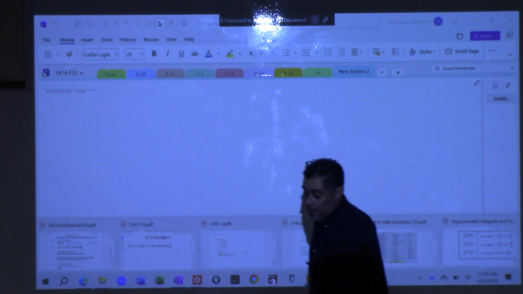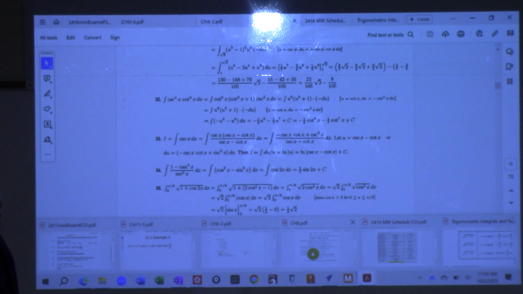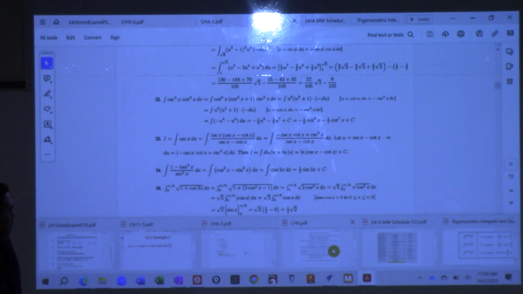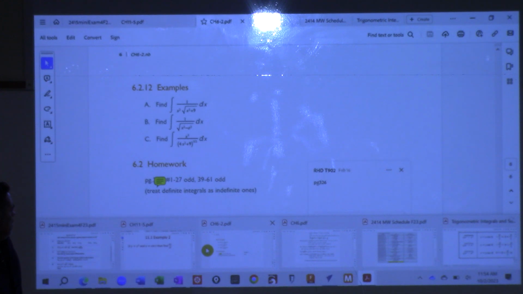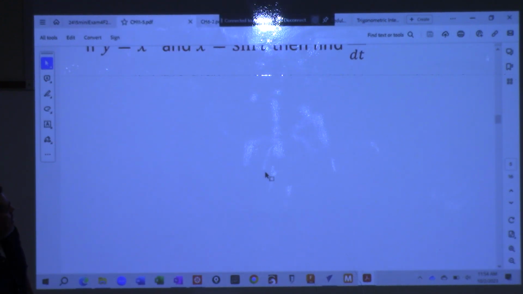All right, we are continuing, same section, okay, same section. Where is it? Where the hell is it? There it is. All right.